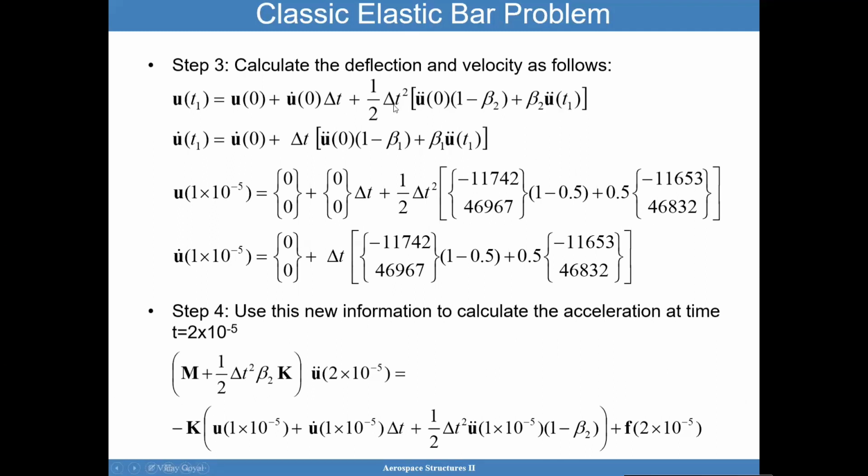So I know delta t, I know u dot, I know u. So then I can get the deflections at time equals 1 times 10 to the minus 5. So all this is known. The velocity is also known because I know the velocity at time equals 0. I know the acceleration at time equals 0, and I know the acceleration at time equals t1. And so once I have all this information, I'm able to then calculate everything I needed for time equals 1 times 10 to the minus 5.